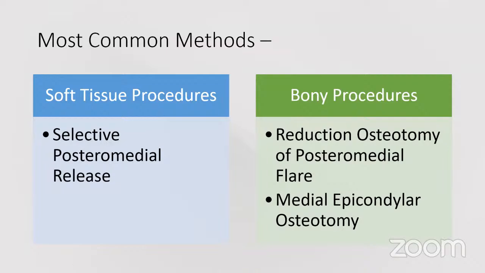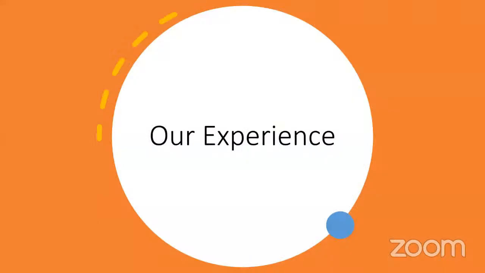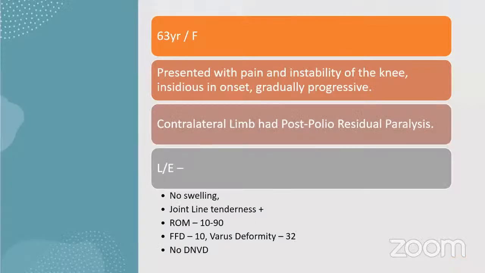So our experience with these 2 procedures has been, first case, a 63-year-old female who presented with pain and instability of the knee, insidious in onset and gradually progressive. Her quadrilateral limb had a post-polio residual paralysis. Local examination findings were no significant joint swelling. She had joint line tenderness. She had a range of movement of 10 degrees to 90 degrees with an FFD of 10 degrees and a varus deformity of 32 degrees. There was no distal neurovascular deficit in this limb.